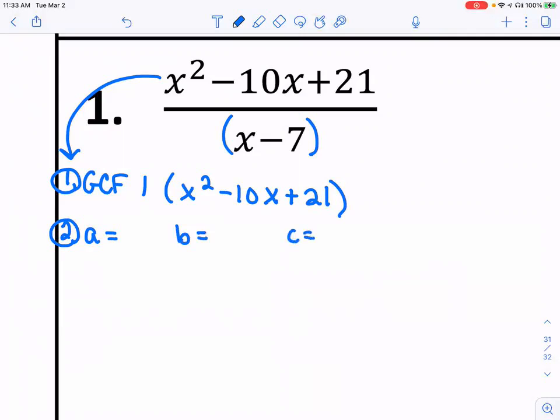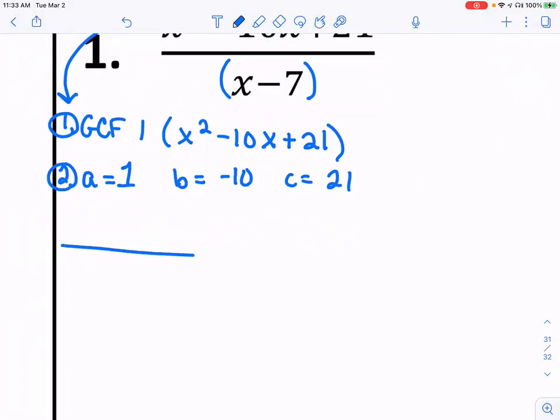What is A? Now, is that because this outside number is 1 or because the number side x squared is 1? Good. It's not the GCF in the front. It's the number side x squared. What's B? Negative 10. And what is C? Okay. Let's make our chart. AC over here, B over here. AC on the left, B on the right. What is A times C? And what is B?